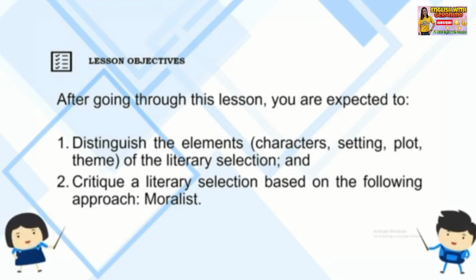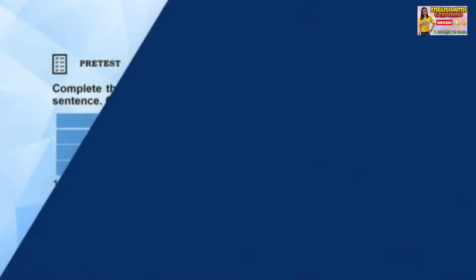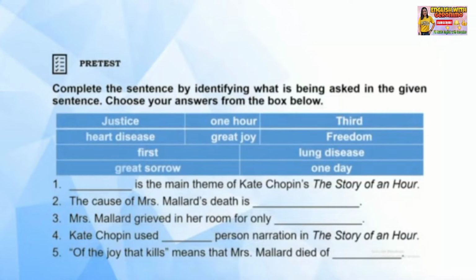Pause the video if you need more time to answer. Then press play again if you are finished answering the activity. Complete the sentence by identifying what is being asked in the given sentence. Choose your answers from the box below. Number 1. Blank is the main theme of Kate Chopin's The Story of an Hour.